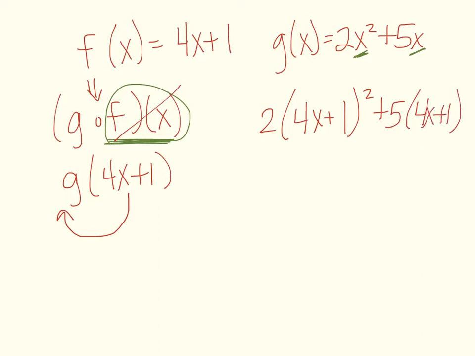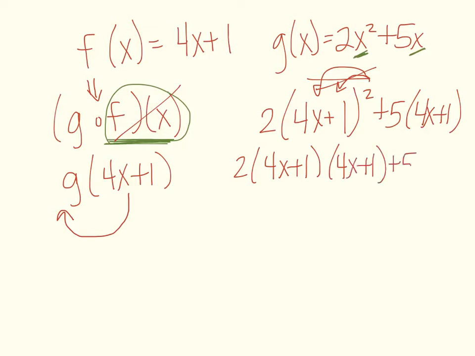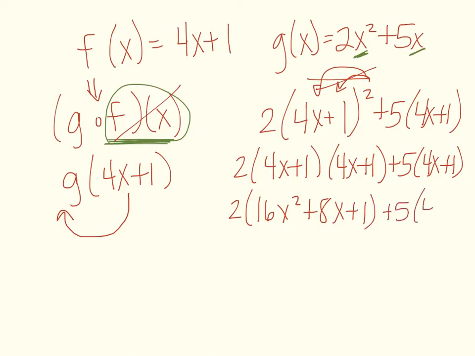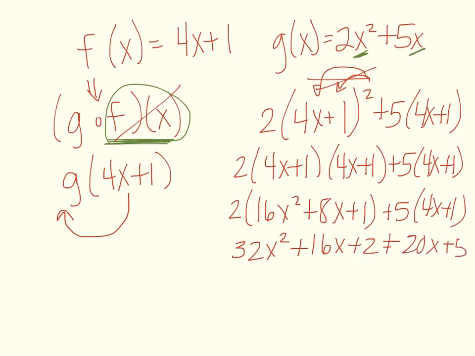Now, when I square this, I cannot just distribute that 2 in. I have to actually write it twice, like this, and multiply it out the long way. So what I end up with is 2 times 16x squared plus 8x plus 1. Now I'm going to distribute my 2 in. And distribute my 5 in. So I did both of those at the same time.